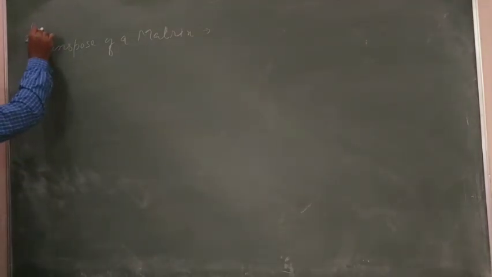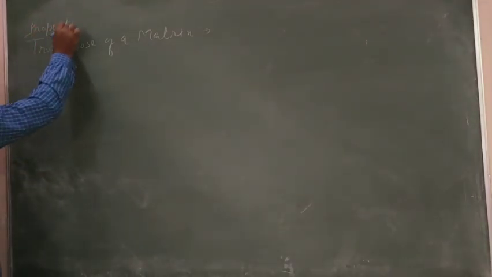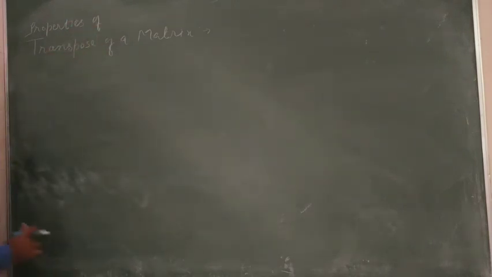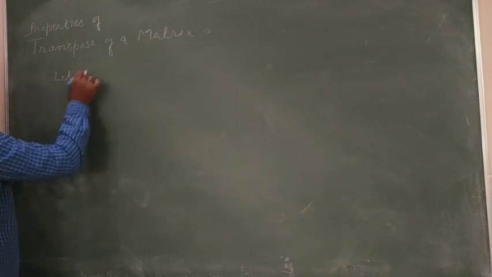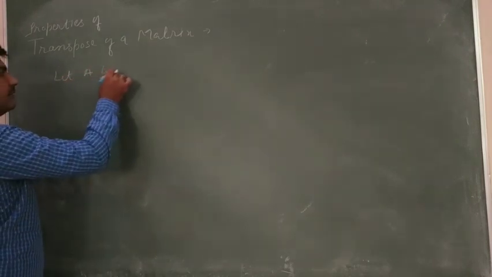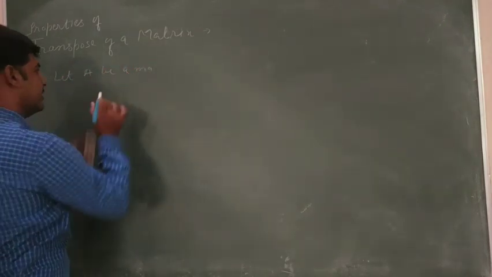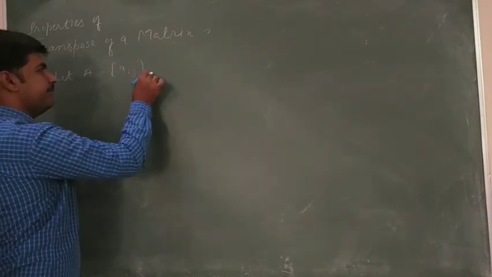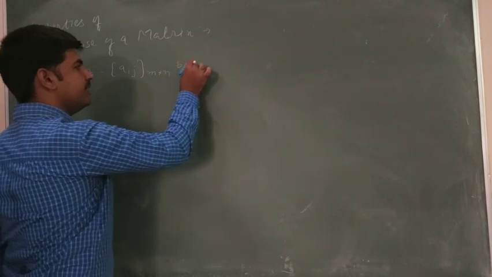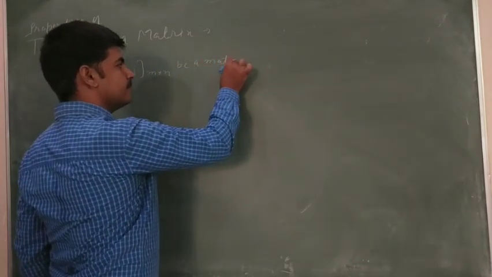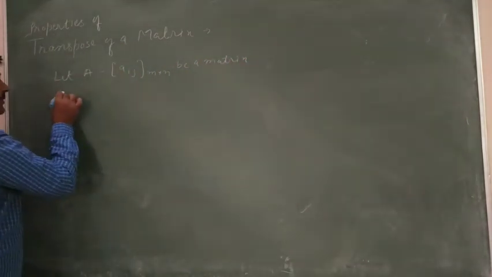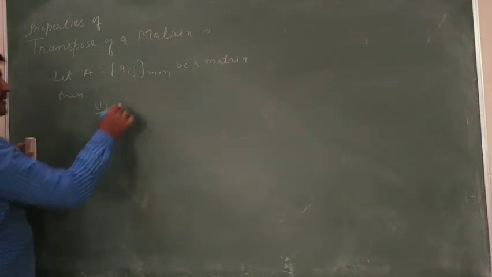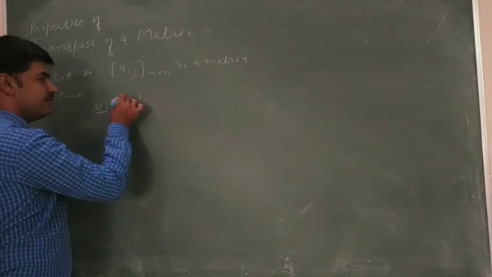Properties of transpose of a matrix. Dear students, let A be a matrix, or A is equal to [aij], m by n, be a matrix. Then the first property of transpose of a matrix, that is transpose of A.